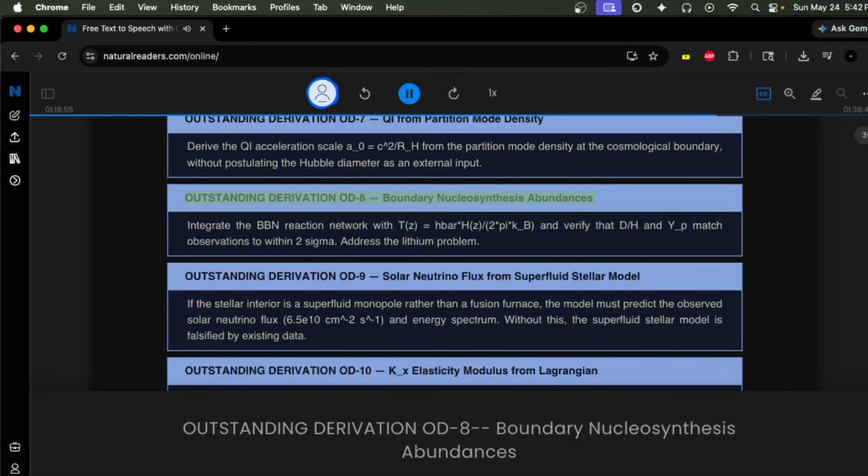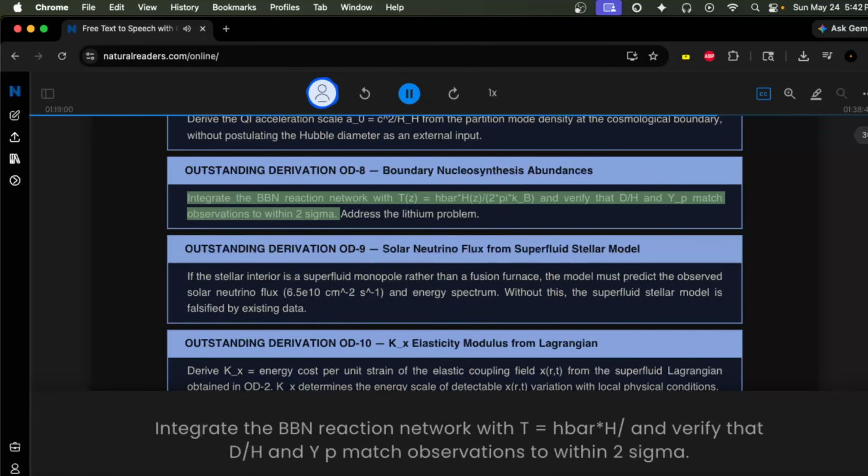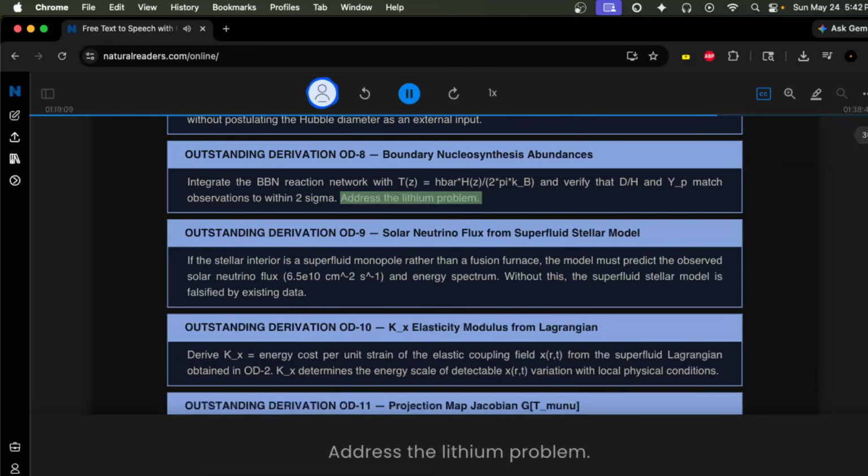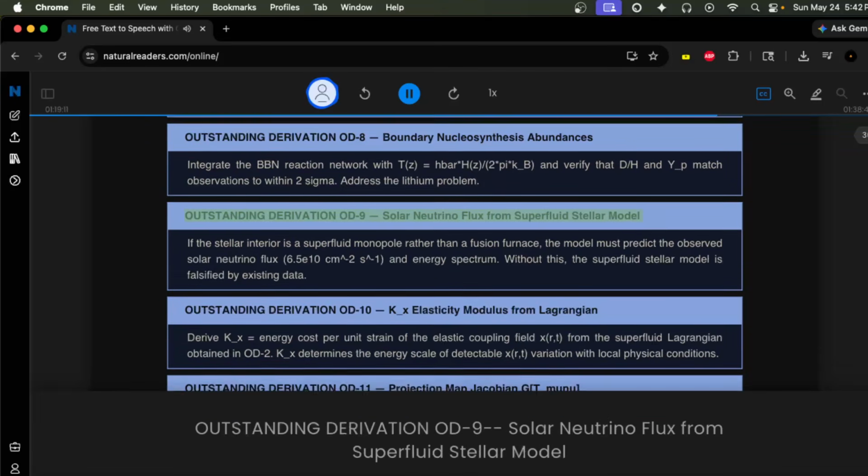Outstanding derivation OD8, boundary nucleosynthesis abundances. Integrate the BBN reaction network with T equals h bar h, and verify that D, H and Yp match observations to within 2 sigma. Address the lithium problem.